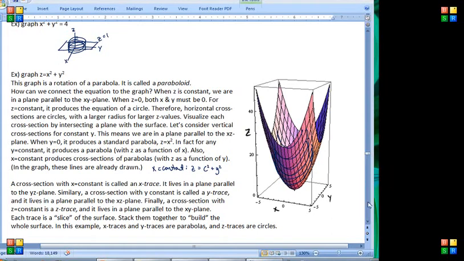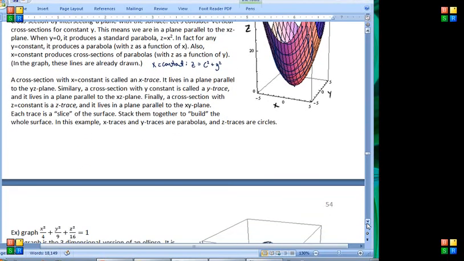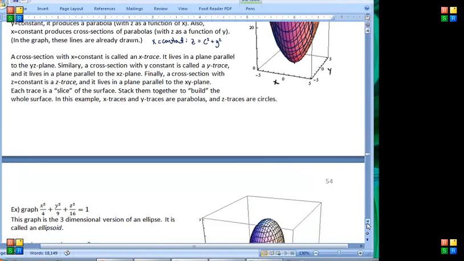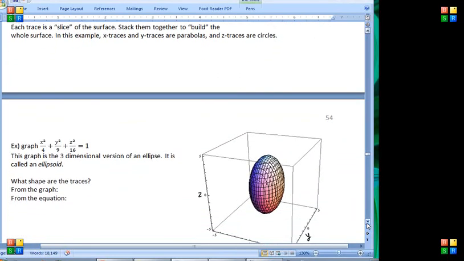Okay, so one more fun surface. x squared over 4 plus y squared over 9 plus z squared over 16 equals 1. What does this kind of look like the equation of from 2 dimensions? An ellipse. So this is the extension of an ellipse into 3 dimensions, and that's called an ellipsoid. And it looks like that. Basically, it looks like an egg, more or less.